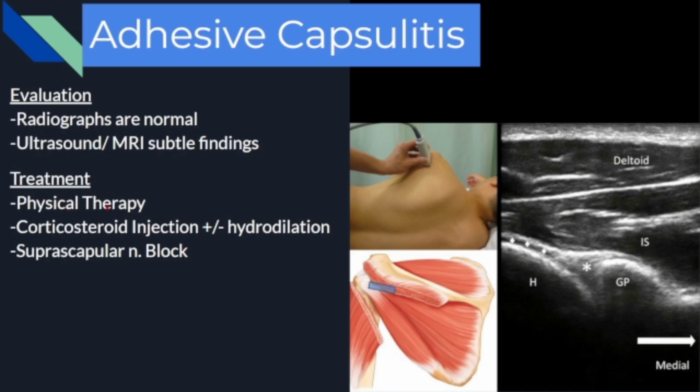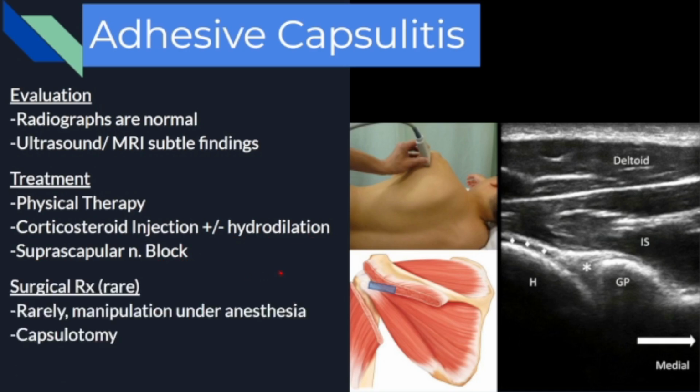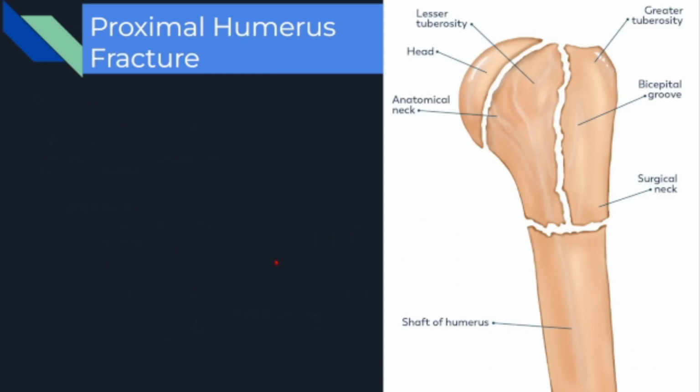Treatment involves physical therapy, corticosteroid injection, which is what I typically do with ultrasound. Getting a needle from the skin to here is not very difficult if you know what to do. You can hydrodilate them, meaning putting a significant volume in the joint to distend the capsule, so you're mechanically stretching the capsule with an injection. And then you can block the suprascapular nerve, which has been shown to help with adhesive capsulitis. Rarely do they need manipulation under anesthesia, and if it's a recurrent problem, sometimes they could do a capsulotomy.